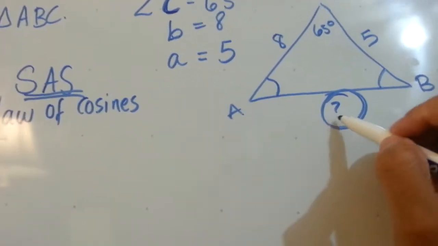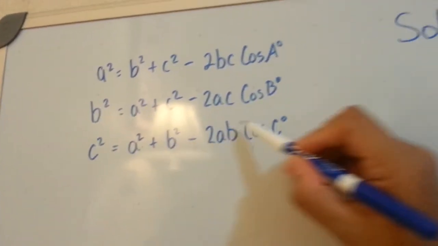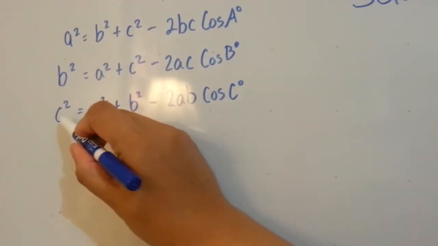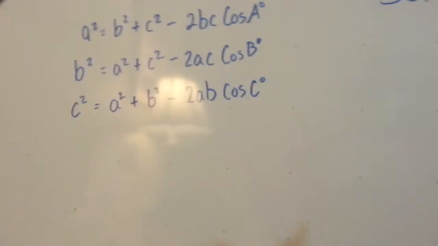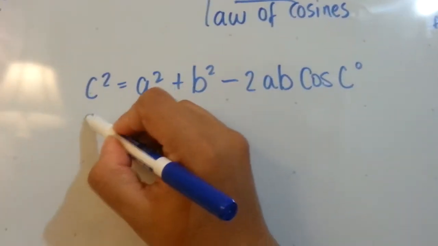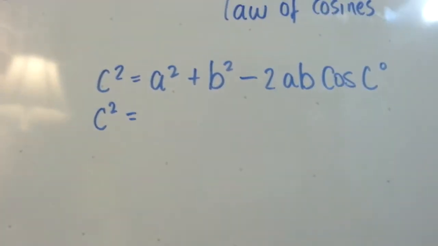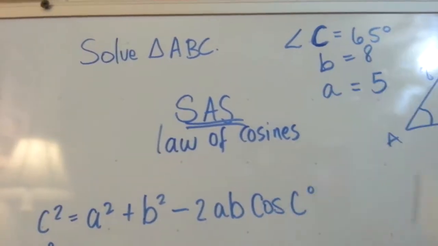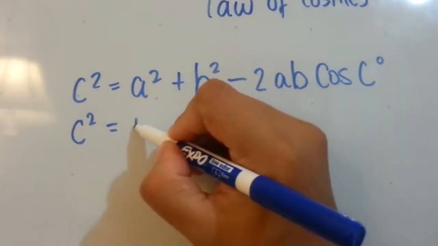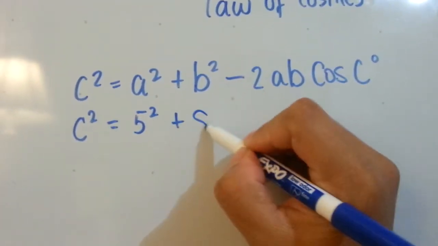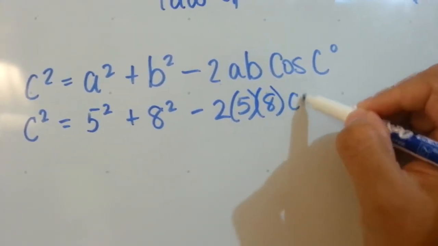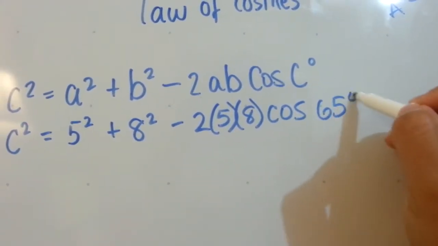So this is side C. And of course, we were going to use this one then. Another way of knowing this is because we have angle C. So we can use this equation to solve for the missing side. Alright, so the first thing you do is you write down the equation and then you fill in the information. A is 5, B is 8, angle C is 65. So this becomes 5 squared plus 8 squared minus 2 times 5 times 8, cosine of 65.